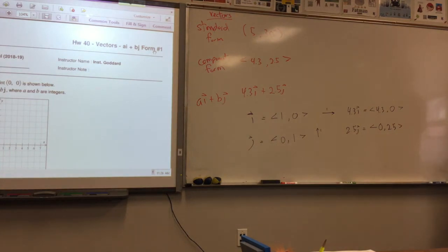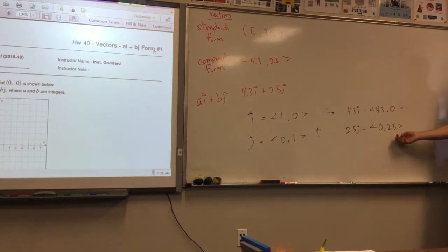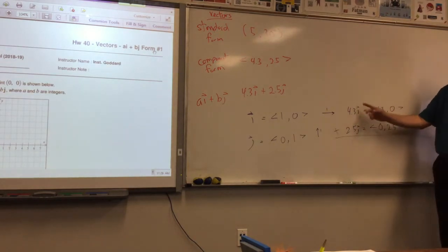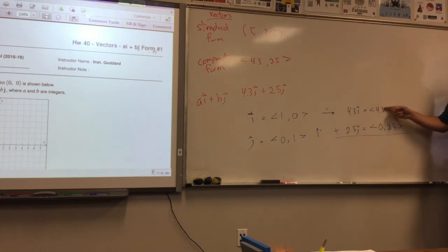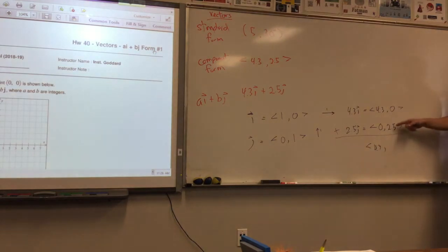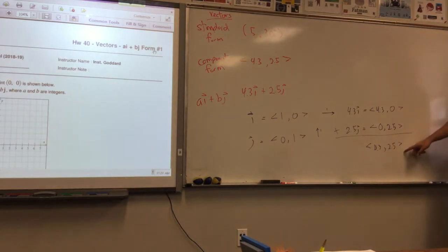And furthermore, if you remember from yesterday, when we add vectors, the way we got the answer, if I have those two vectors added together, we took the x components and added them together. So 4.3 plus 0 is 4.3. And you add the y components together, 0 and 2.5, that's going to be 2.5. So you can see that 4.3i plus 2.5j is just <4.3, 2.5>. This is really ugly handwriting, sorry about that.